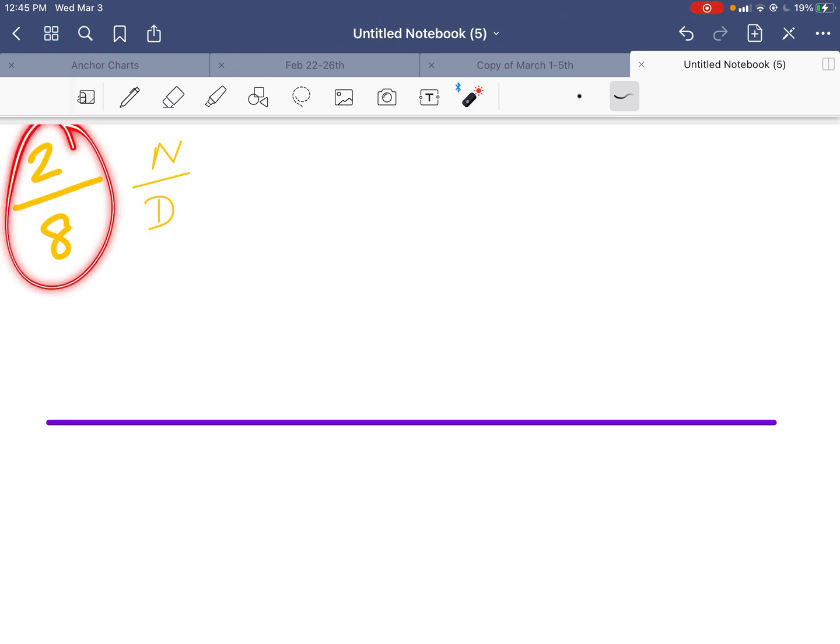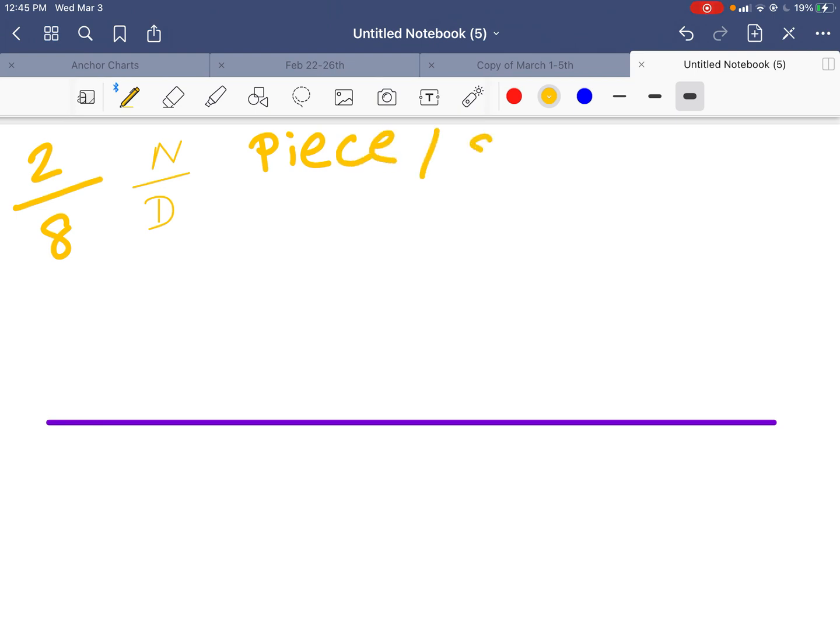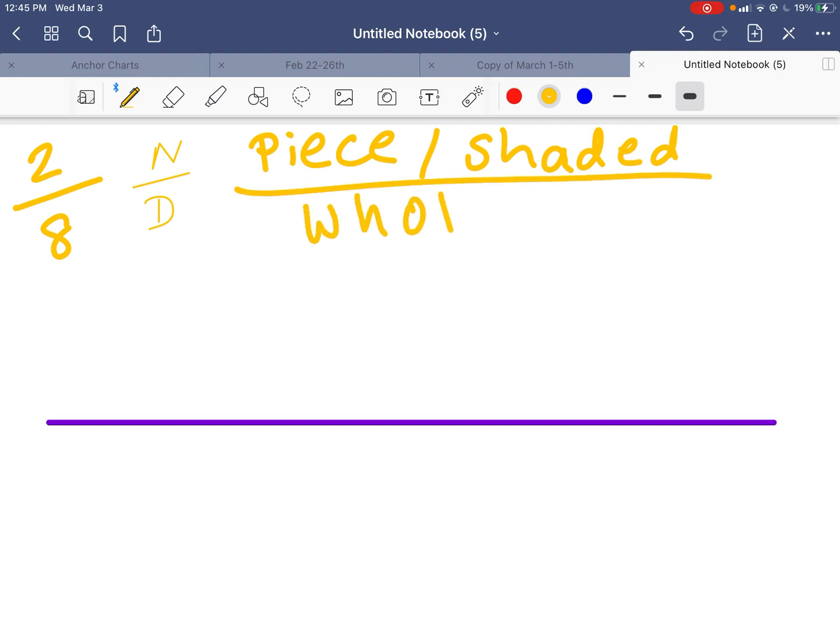All right, so let's look at the fraction 2/8. Once again, we have a numerator and a denominator. The numerator tells you the piece or the amount that's shaded, just the piece that you're looking at, okay? The piece that you're focused on. The denominator tells us the whole, how many pieces there are in the whole. All right, so look at the denominator in 2/8. How many pieces are there?